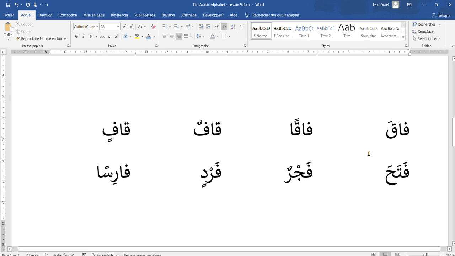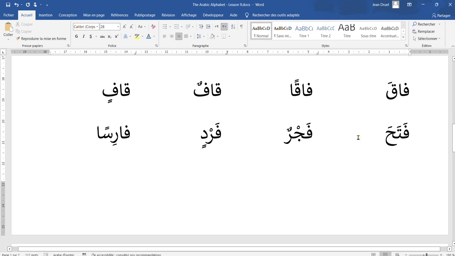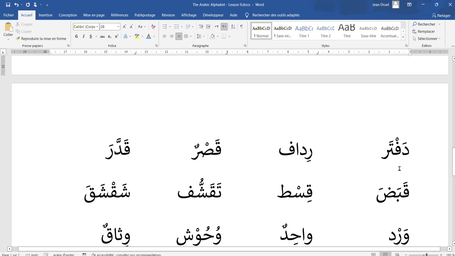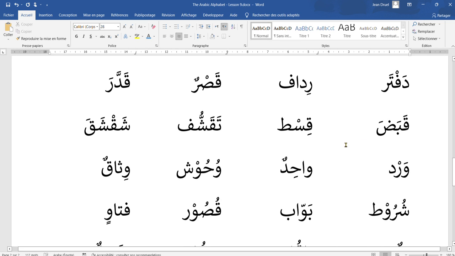Faqa, faqan, qafun, qafin, fataha, fajrun, fardin, farisan, daftar, ridaf, qasrun, qaddara, qabada, qist, taqashuf, shaqshaqa.